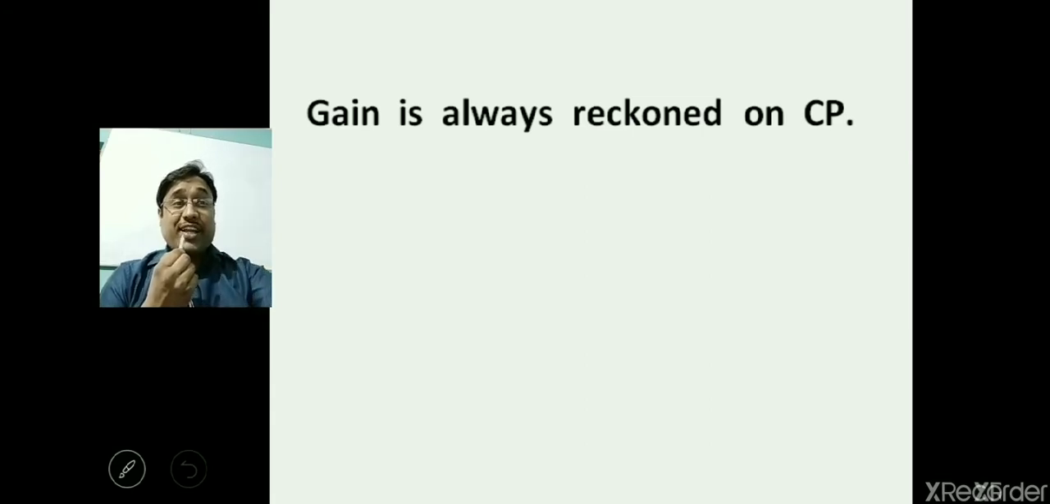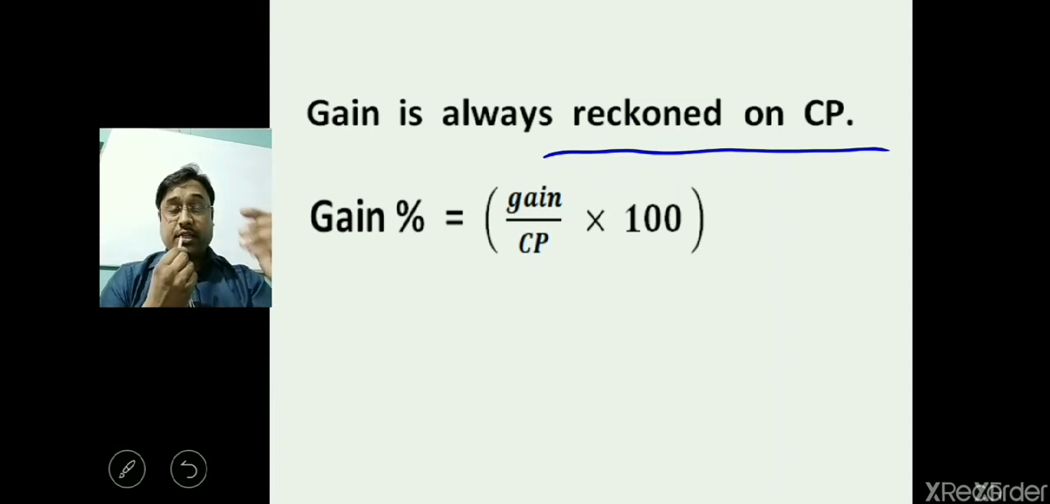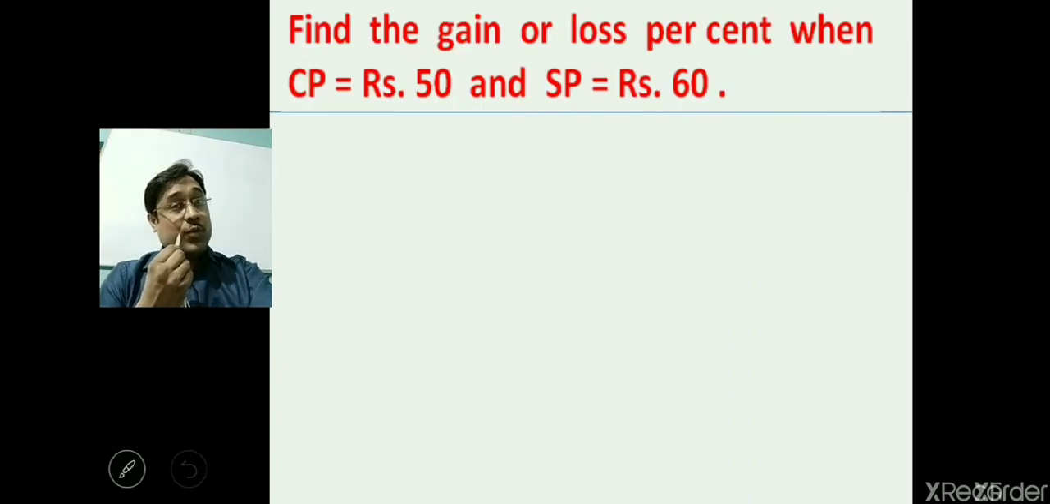Okay students, now we can state this formula based on this. Because gain is reckoned on CP, gain percent equals gain by CP into 100. Gain by CP, because we are finding the gain with respect to the cost price. So gain by CP into 100 shows the gain percent. I hope it is quite clear to you. Now we have the next question related to this point, just as I have explained how you find the gain percent. You can see this question, students.